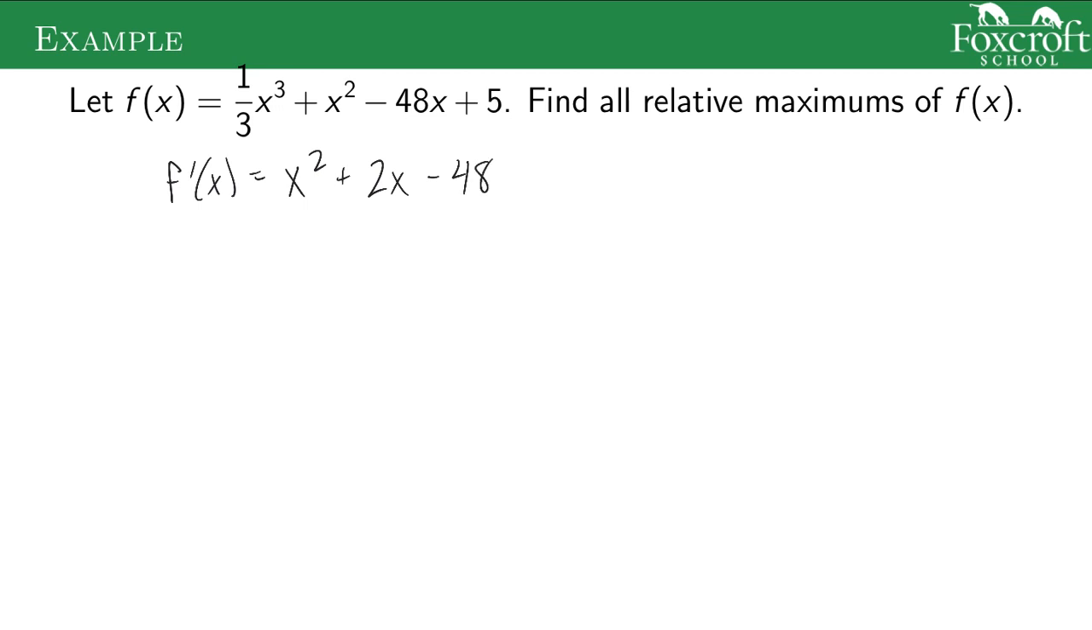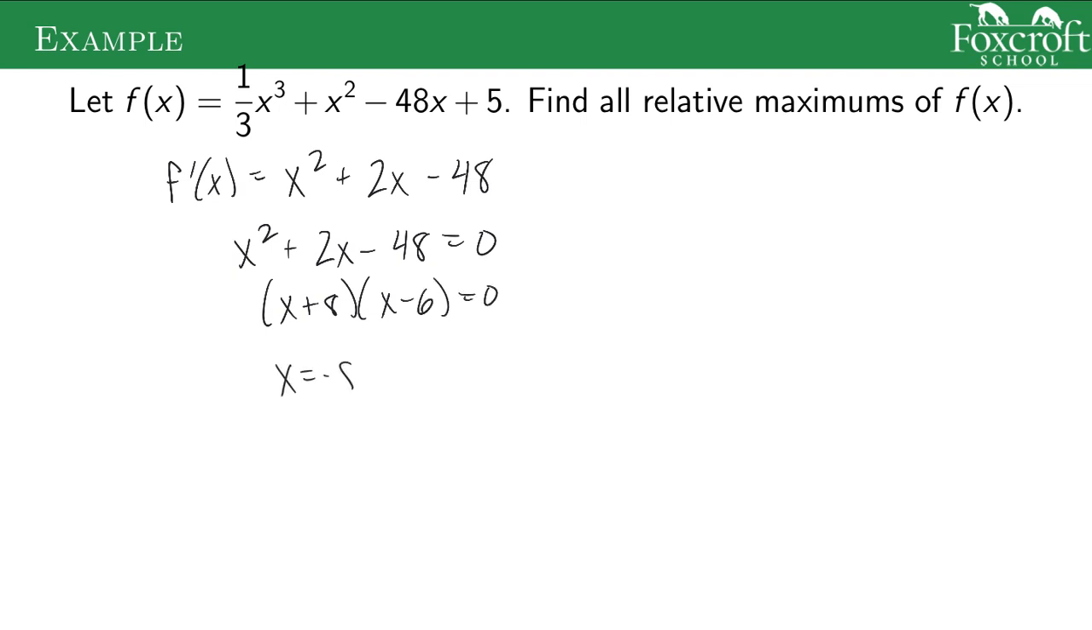And then what we're going to do now is make a number line. To make our number line, first we need to set this equal to 0. This one we can factor. We're looking for two numbers that multiply to negative 48 and add to 2. It's going to be positive 8 and negative 6. So we get negative 8 and 6 as our zeros.